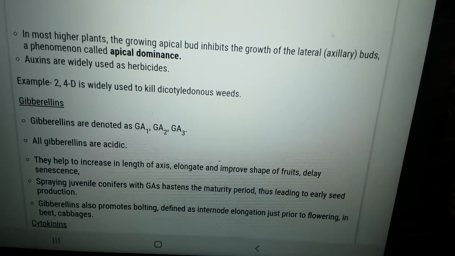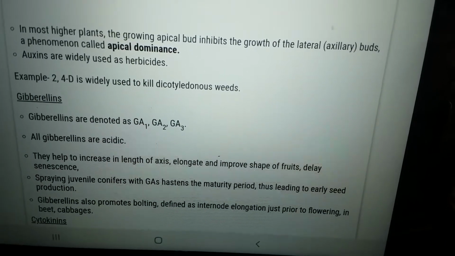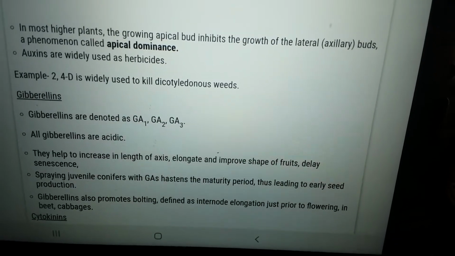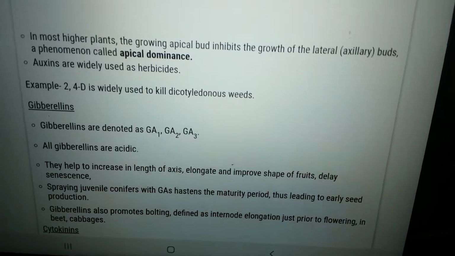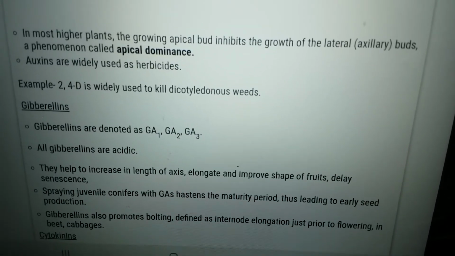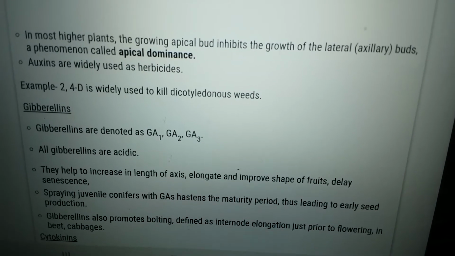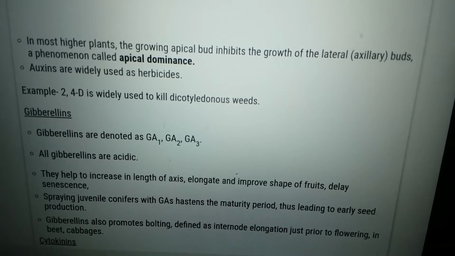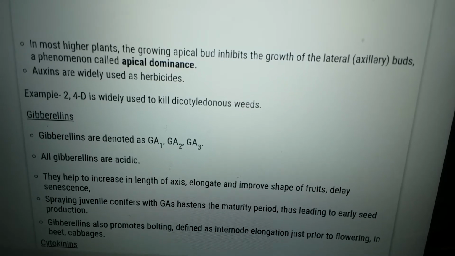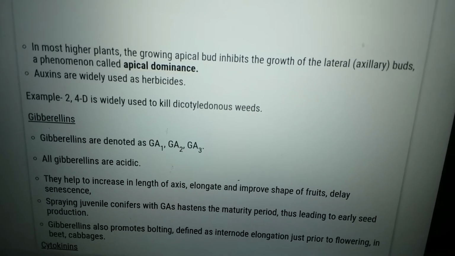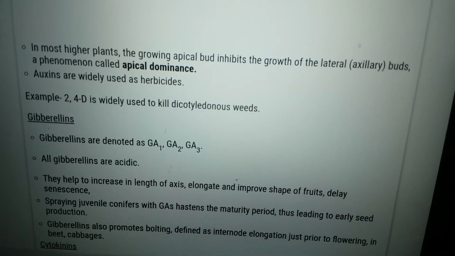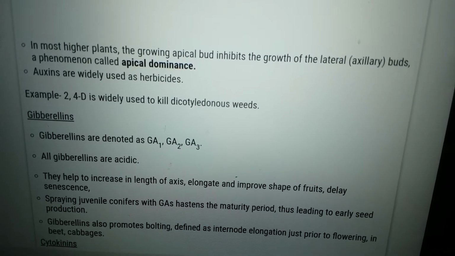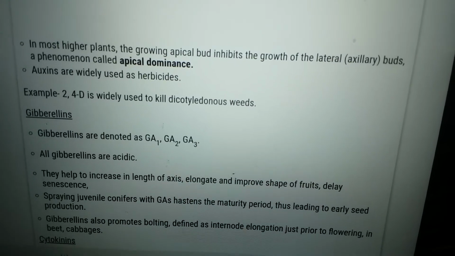In most higher plants, the growing apical bud inhibits the growth of lateral or axillary buds. This phenomenon is called apical dominance, and auxins are also widely used as herbicides. For example, 2,4-D is used to kill dicotyledon weeds. Another plant growth regulator is gibberellins. Gibberellins are denoted as GA1, GA2 and GA3.